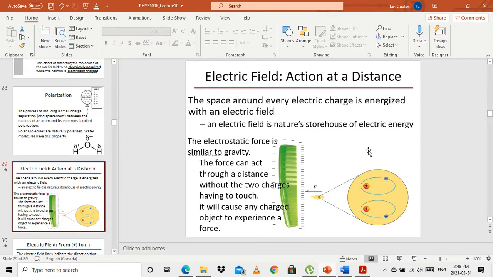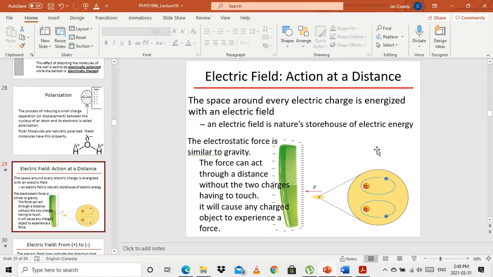The space around every electric charge is energized with an electric field. And this is basically nature's storehouse of electric energy. Storing energy, potential energy. Interesting. The electrostatic force is similar to gravity. The force can act through a distance without the two charges having to touch. It will cause any charged object to experience a force.